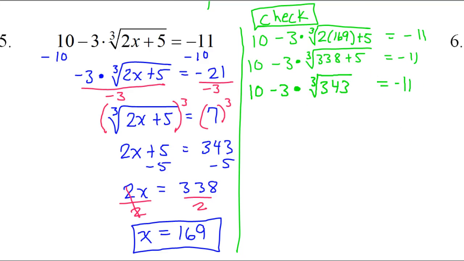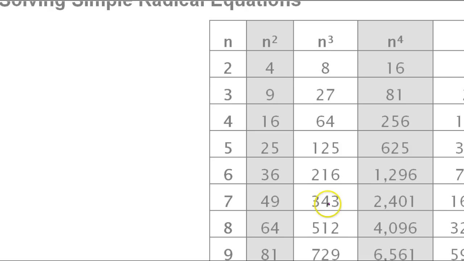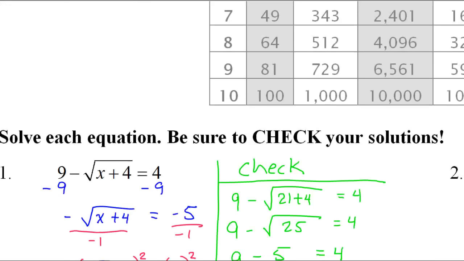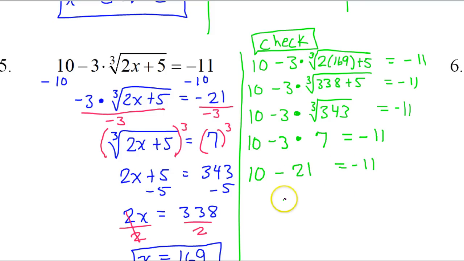Okay, now the cube root of 343, of course we would use our chart. So cube root of 343 is 7. So that would give us 10 minus 3 times 7 is equal to negative 11. Alright, order of operations, you have to do your multiplication before you do your subtraction. So 3 times 7 is 21. So this is 10 minus 21 equals negative 11. And 10 minus 21 is negative 11. So we have negative 11 equals negative 11. So it checks out.